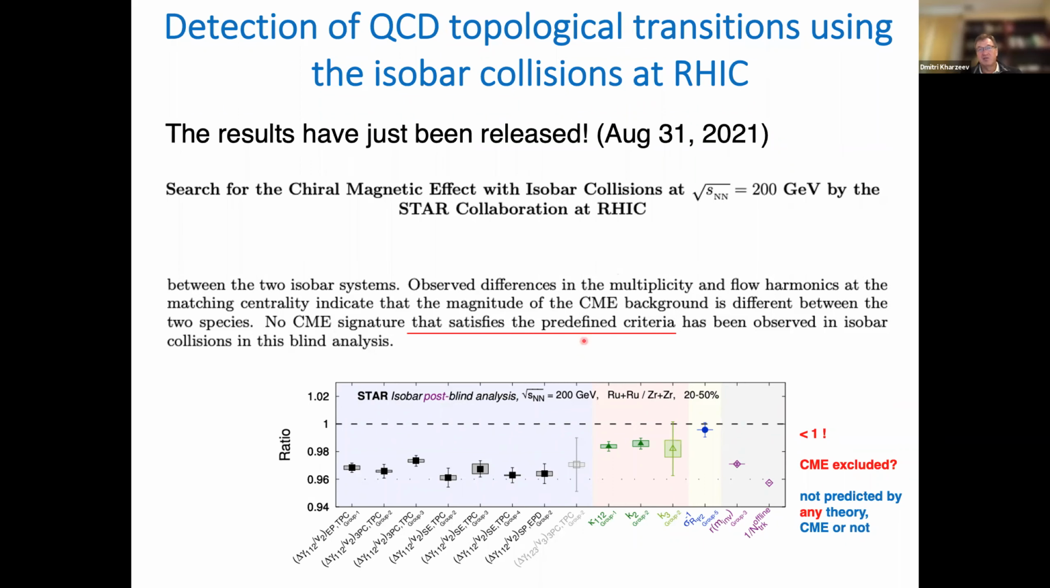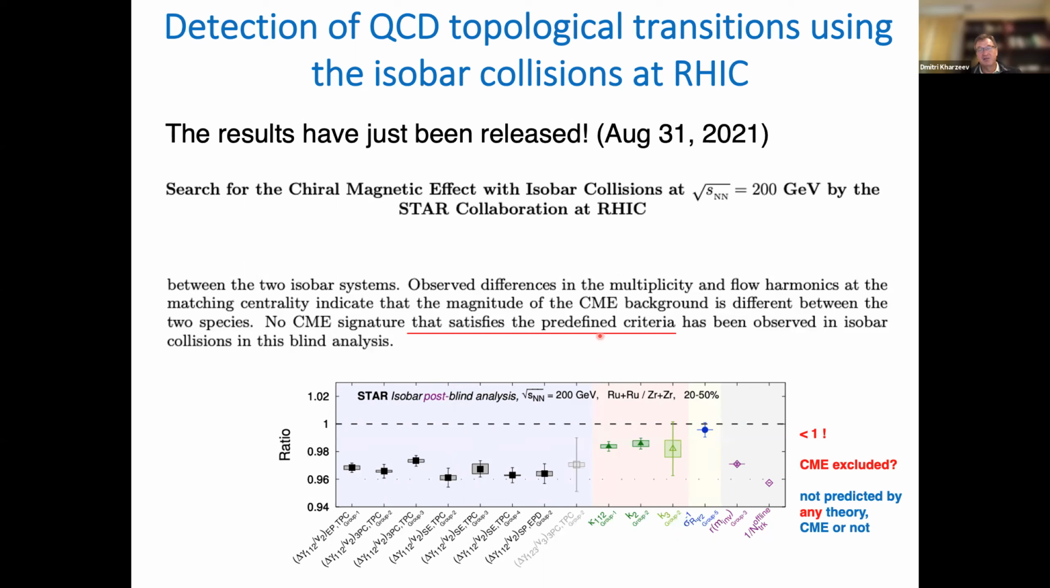And in particular, the predefined criterion was that the ratio of ruthenium-ruthenium to zirconium-zirconium would be larger than 1 if CME is there, because the magnetic field in ruthenium-ruthenium is larger than in zirconium-zirconium, or CME would be absent if the ratio of ruthenium-ruthenium to zirconium-zirconium were equal to 1. So if the magnetic field contributes, everyone expected this ratio to be above 1. If CME is completely absent and everything is background, this ratio would be equal to 1. But what has been observed is that all of these ratios, as you can see, actually appear to be less than 1.